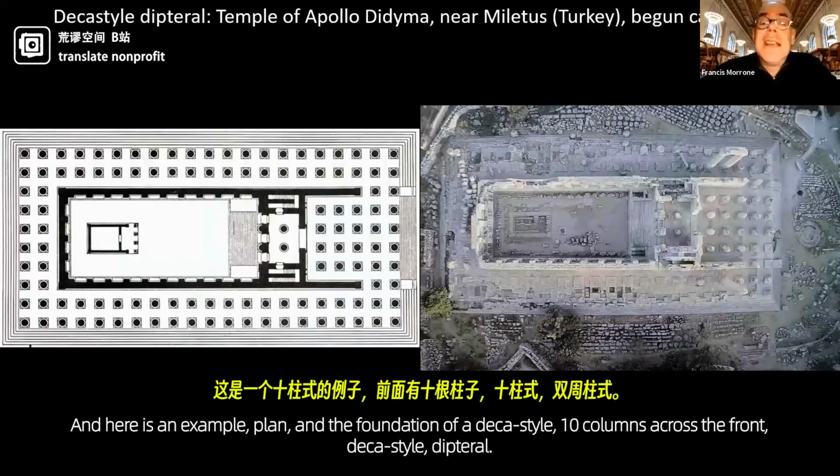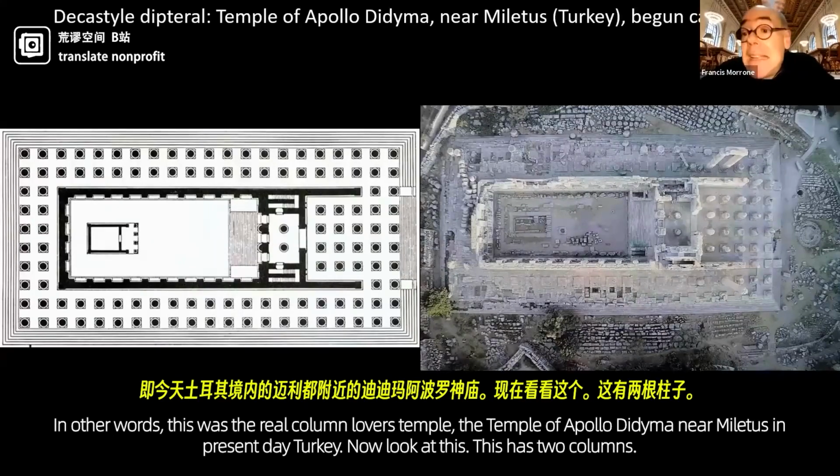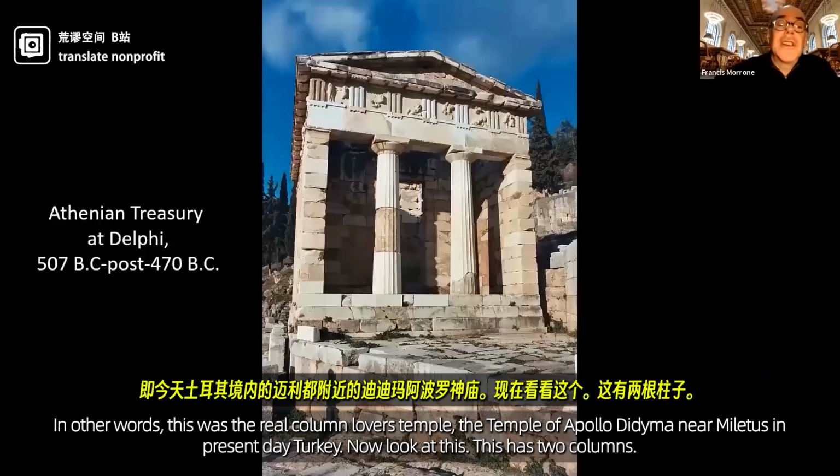And here is an example, plan, and the foundation of a decastyle, 10 columns across the front, decastyle dipteral. In other words, this was the real column lovers temple, the temple of Apollo Didyma near Miletus in present-day Turkey.